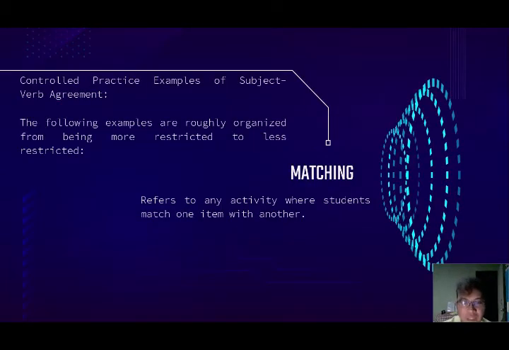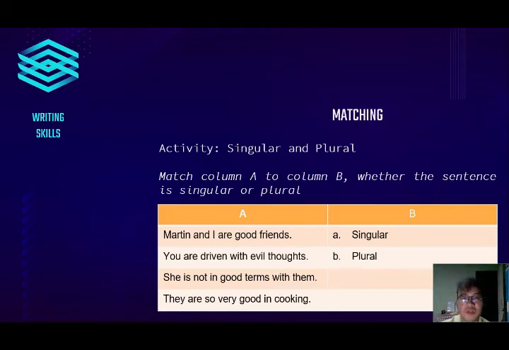Then for the matching, it refers to an activity where students match one item with another. So this is very familiar to all of us. We have been using this one in our exams. This is just a simple matching type, but you could improvise or put other elements for this one. So we have here on column A the set of questions, and in column B the options to be matched with the sentences.